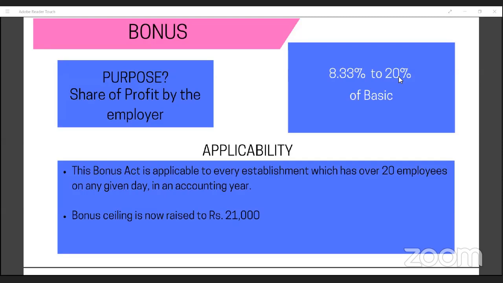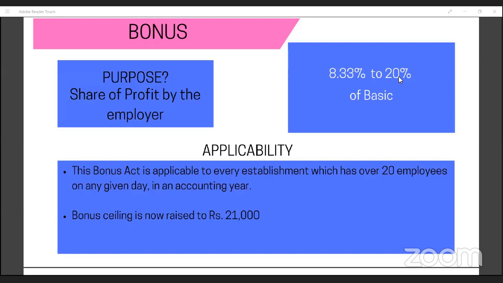Now, what is the percentage? It can be anywhere between 8.33% to 20% of basic. The minimum is 8.33%. Maximum you can give 100% also, no worries, you can do that also. But largely speaking, 20% is more affordable, or sometimes the company can give you one month's salary also.